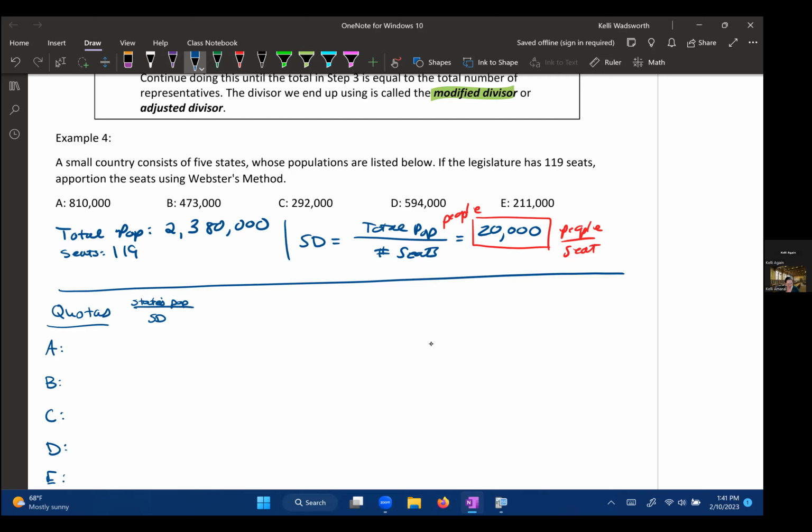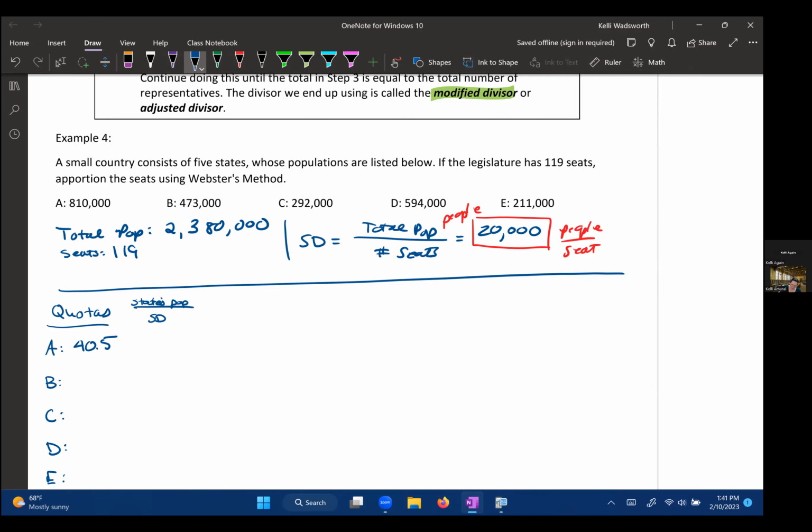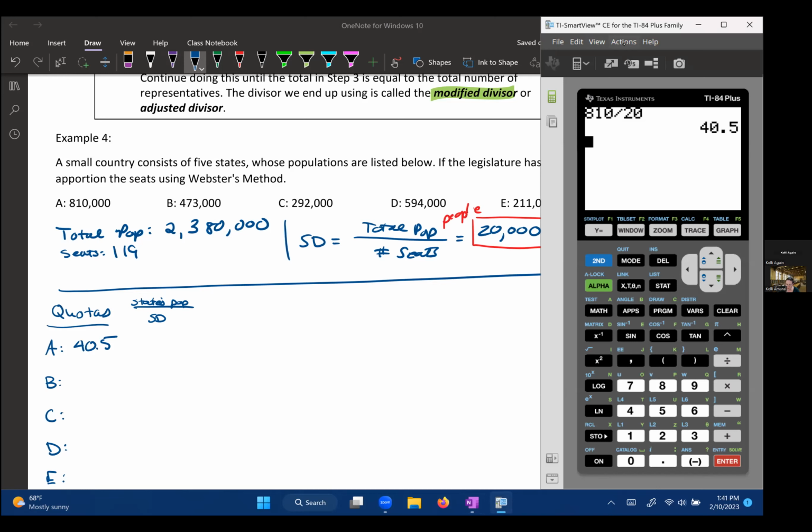Okay, so we've calculated these a number of times, but let's do it one more time. We are doing 810,000 divided by 20,000. So that's 40.5. You might be thinking, wait a minute, that's not 810,000 divided by 20,000. Well, it kind of is, because they're both multiples of 1,000. So I just divided them both by 1,000 before I did the division, and it's the same.